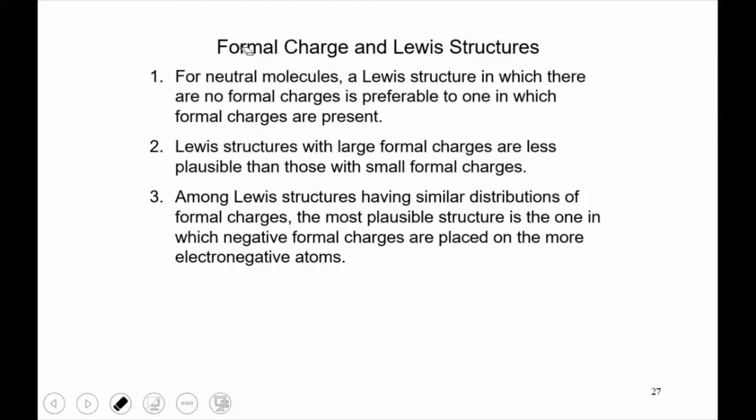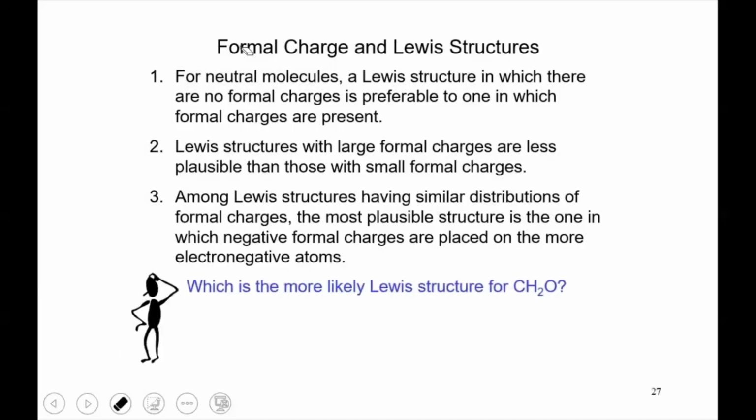And then you have another one that puts a +1 formal charge on the nitrogen and a -1 on the oxygen. Notice that they both add up to 0, so it's okay. However, the second structure places the negative formal charge on oxygen, which is a more electronegative atom, and therefore that structure is more likely to be correct, okay? So with these criteria in mind, let's ask again, which is the more likely Lewis structure for formaldehyde, CH2O?